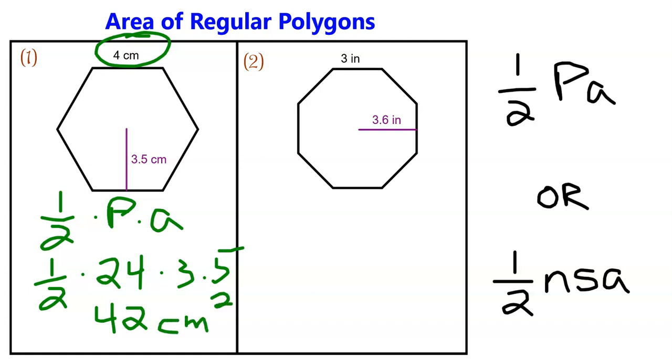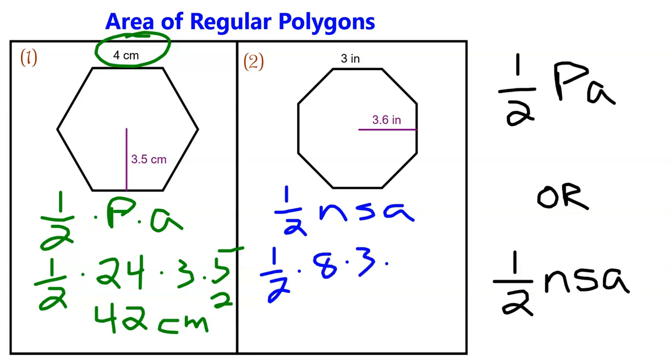In the regular octagon at the right, let's use 1/2 NSA. That is 1/2 times the number of sides in an octagon, which is 8, times the side length, which is 3, times the apothem, which is 3.6. And when we multiply 1/2 times 8 times 3 times 3.6, we end up with an area of 43.2 square inches. So again, quick review.